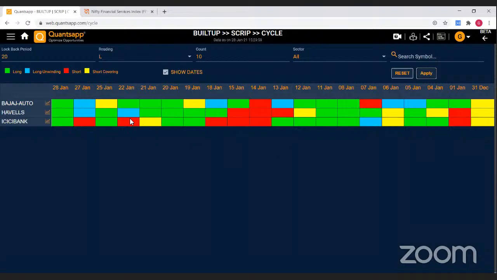So this is what helps me, because otherwise I would have to look at OI and price for every single day. Instead, I get it in a color combination: green means long, blue means unwinding, red means short and yellow means short covering. So I can perfectly gauge what kind of build-up the stock has seen for the last 20 days or 40 days, or whatever time you want to see. So this was about this cycle.